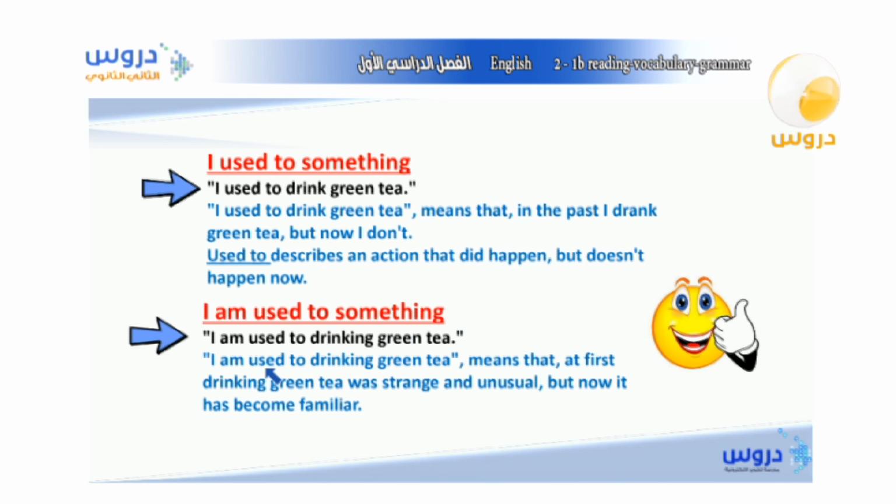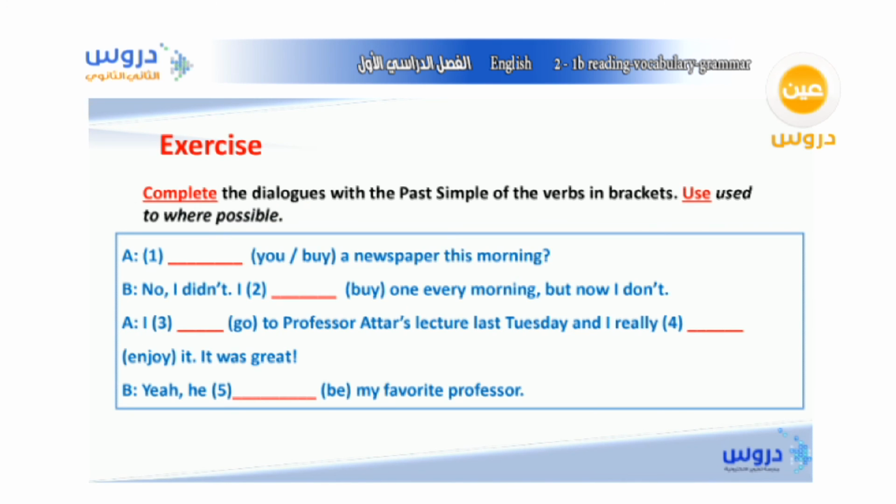Now I'm used to doing something. So I'm used to drinking green tea. It means you like it and you do this very often. So drinking green tea was strange and unusual, but now it has become familiar. So if you were smoking and you quit smoking, and that's something good, you say, I used to smoke, but now, alhamdulillah, I stopped. It's the opposite if you use I'm used to this. So I'm going to do this exercise very quickly for you.